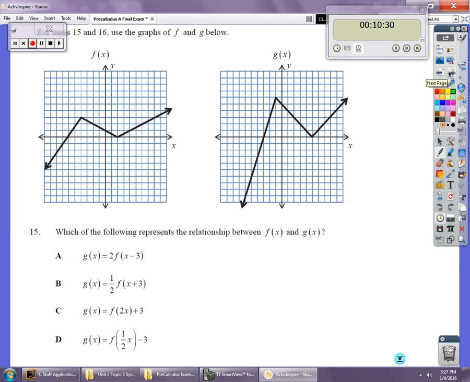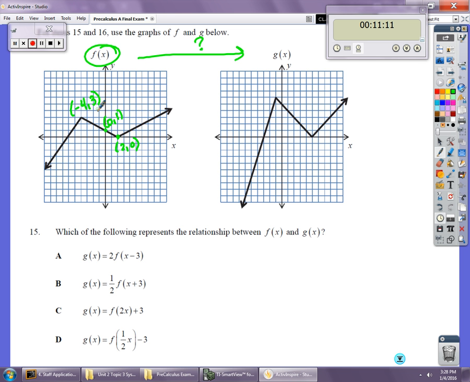Okay, 15 and 16. Which of the following? It's a multiple choice, and I just have to figure out from this function right here, how did I get to this function right here? I can see that they generally have the same shape, but some of the ordered pairs look steeper. Let's try this by figuring out a couple of these ordered pairs. This is the ordered pair 2, 0. This is a pretty good ordered pair, 0, 1. And this one's negative 4, 3. So we've got these three ordered pairs here.